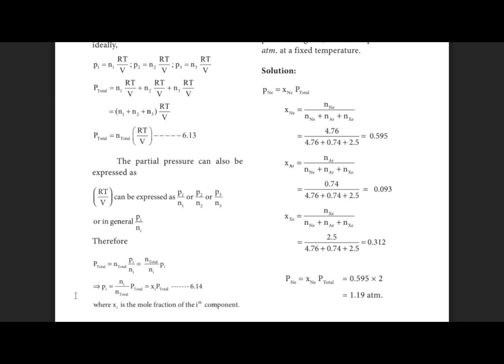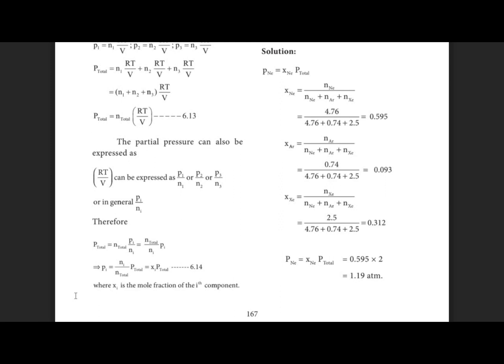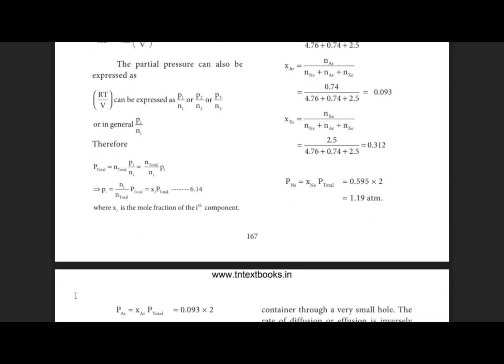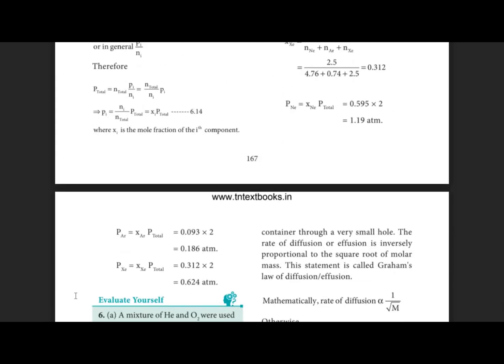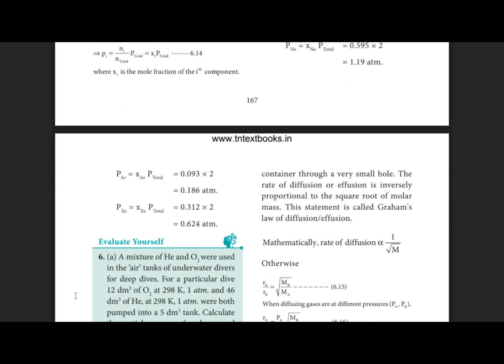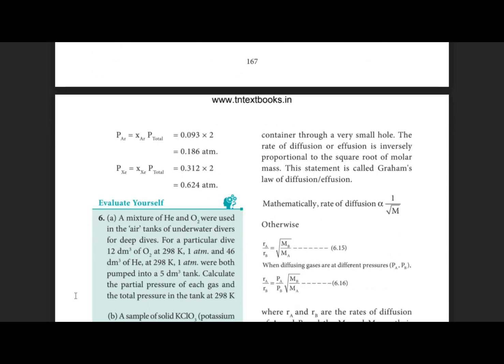times total pressure, which is 0.95 into the total pressure, given in the problem as 2 atmospheres. If you multiply by 2, you will get 1.19 atmosphere. In the same way for argon, X argon times P total, multiplying 0.093 into 2, you will get 0.186, and for xenon you will get 0.624.